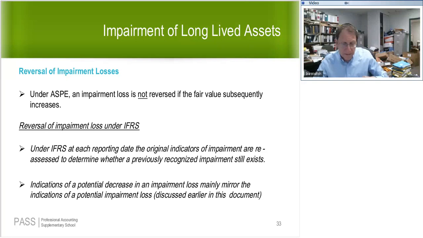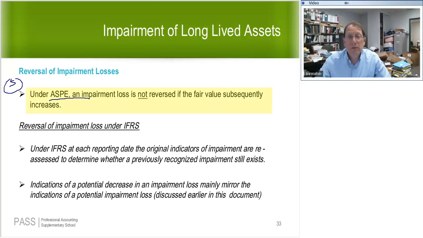All right, this last thing. I kept saying there's 4 issues, like how you actually write it. You want to count this number 5? I don't care. If you want to count this number 5, it's really small, and that is: am I allowed to reverse a write-down? Well, guess what? Under ASPE, no. Not much to discuss. Under ASPE, no. Under IFRS, yes. Under IFRS, it is possible.